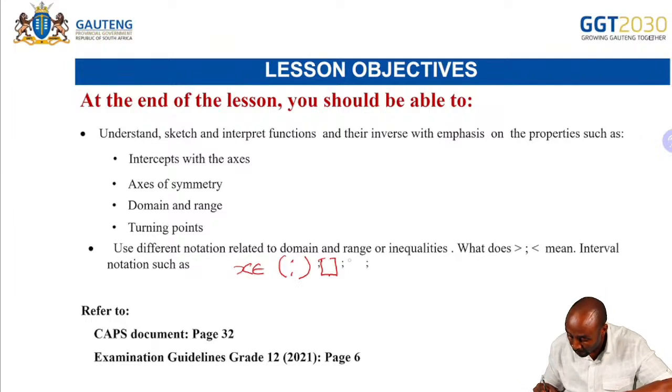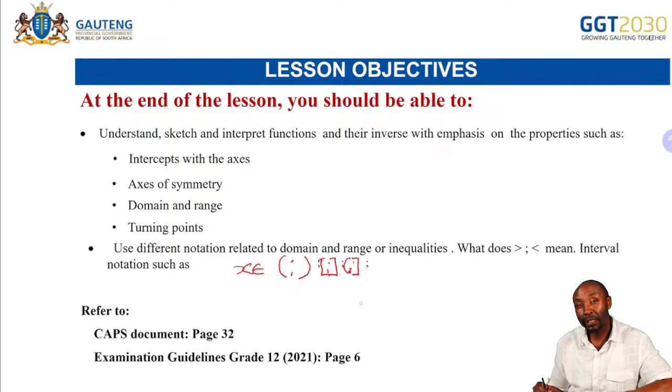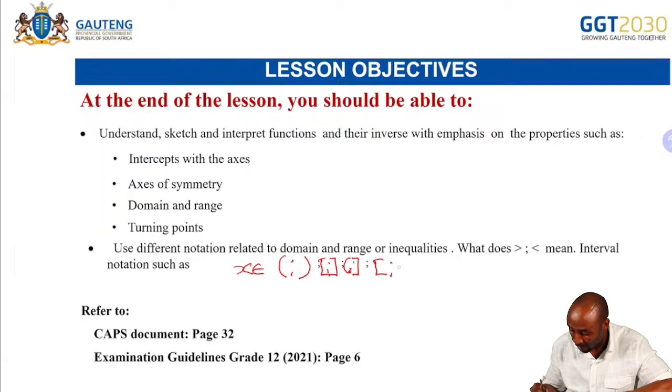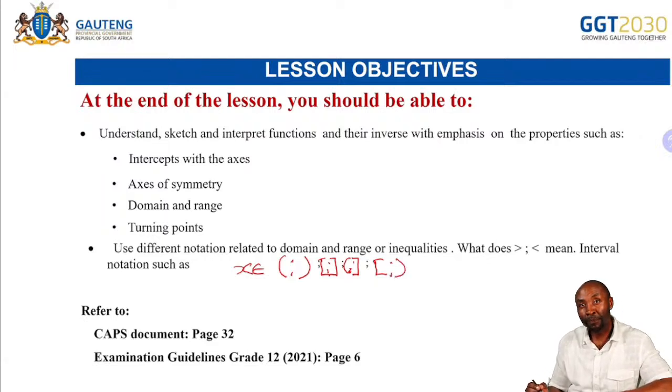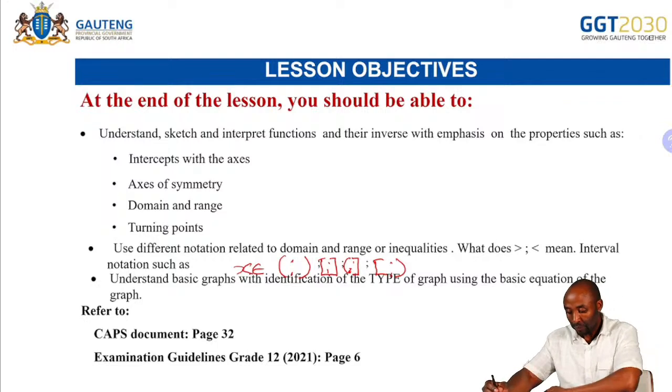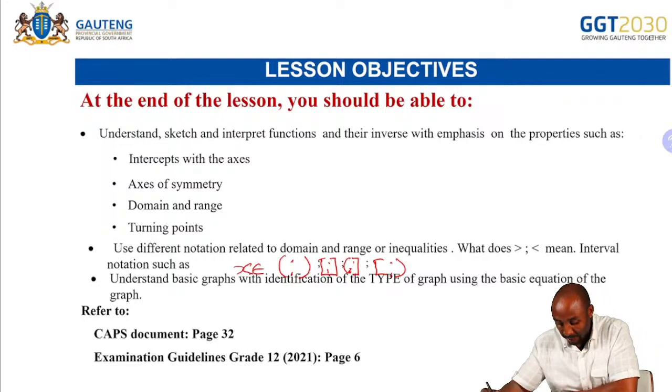We also have where you have the left-hand side not being included and the right-hand side of the endpoint being included. And also we have that one as well, where we have to represent the interval of the values that we want to represent. Now, we have to also understand basic graphs that we have looked at: our linear function, quadratic function, our exponential function, as well as our hyperbolic function.